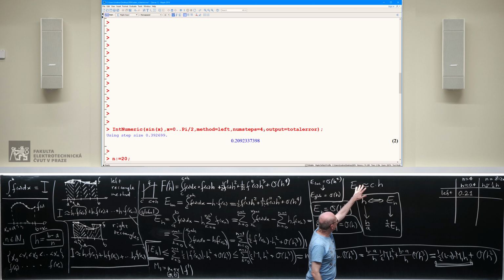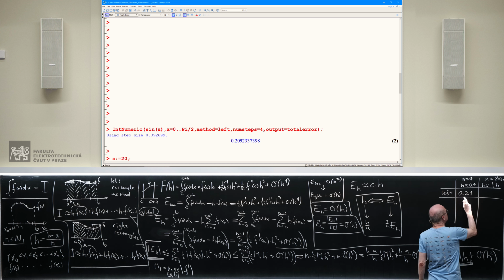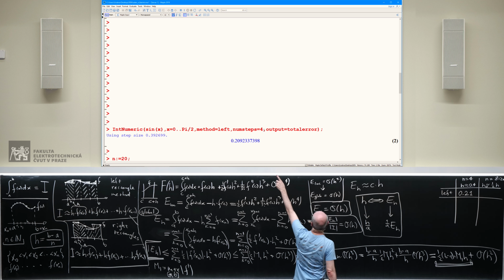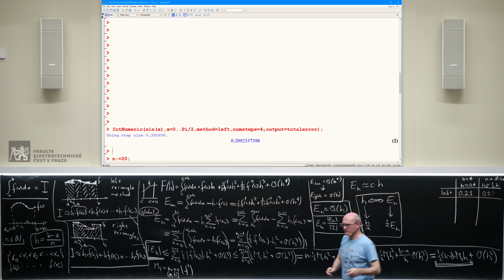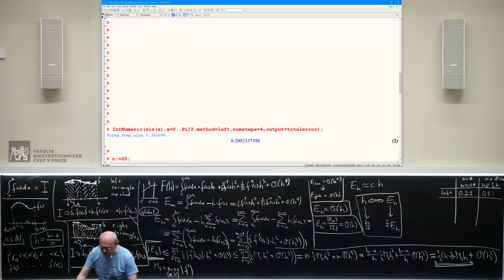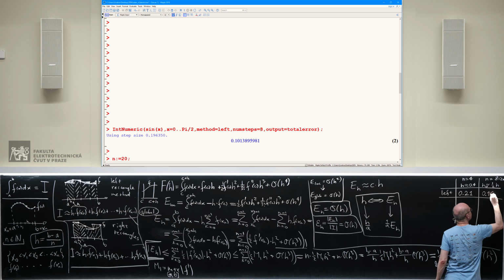Well, according to the direct proportion picture, if I decrease the step size twice, then the error should also decrease twice. So I expect to see an error of 0.1105. Now, I've been rounding, so let's say that I expect the error 0.10, something like that. That's my expectation. And let's see what really happens. So number of steps is 8, bang, 0.10. Here we go. I can actually write it fully here, 0.10.